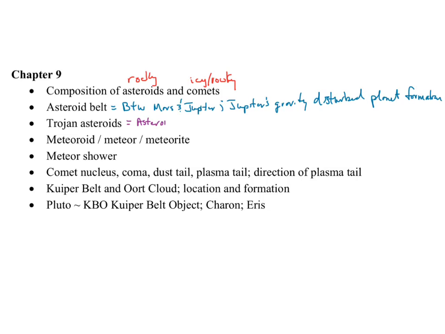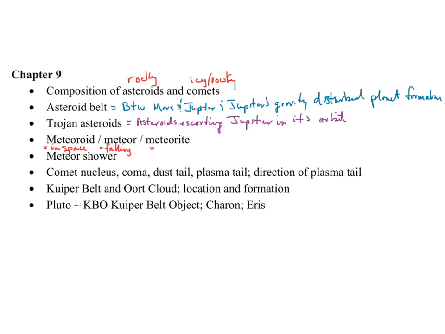Let's see. Trojan asteroids are a type of asteroid that escort, the most notable ones escort the planet Jupiter around in its orbit, a few in front and a few behind. Those are Trojan asteroids. Actually, Earth has Trojan asteroids as well, but they're not quite as famous.